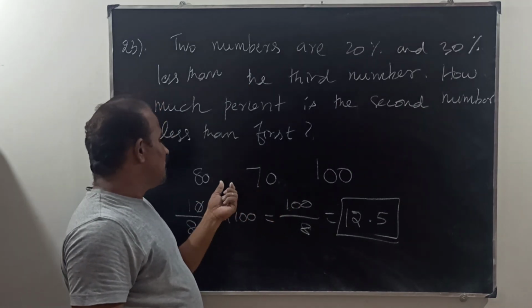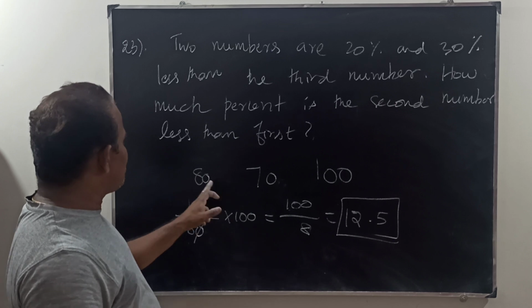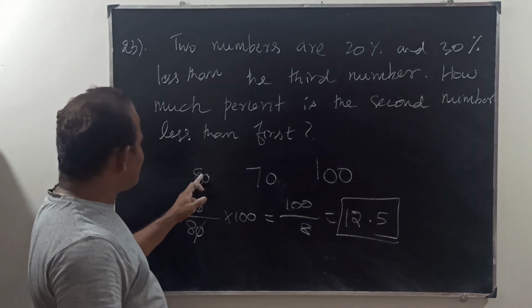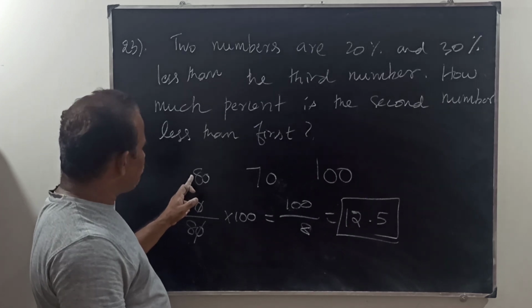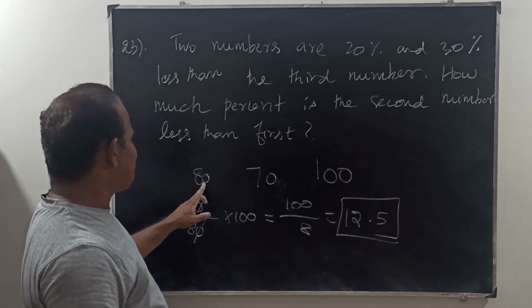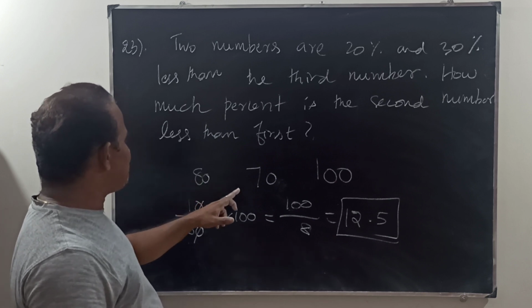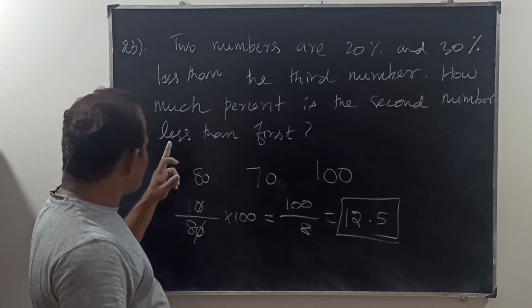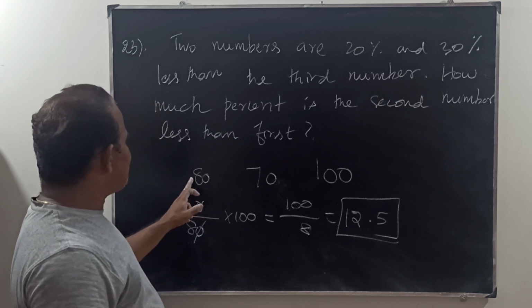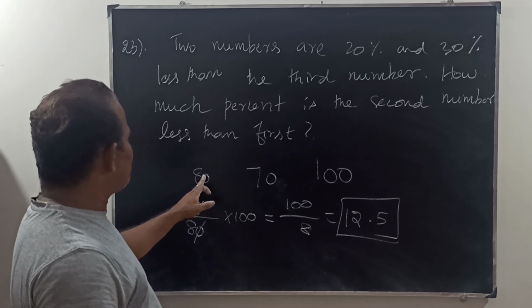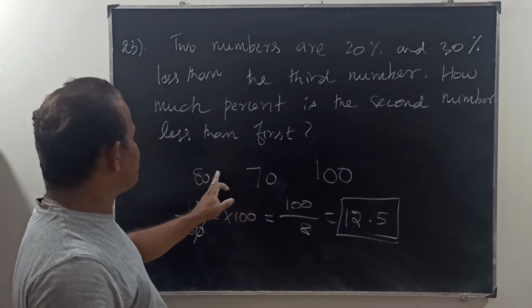12.5 percentage is, what is the 10.5? What is 10 percentage? 10 percentage is 8. What is 1 percentage? 0.8. What is 2 percentage? 1.6. So therefore, what is 10 percentage? 10 percentage is 8. 2 percentage is 1.6. Therefore 8. That is we are going to find out 12 percentage is less.